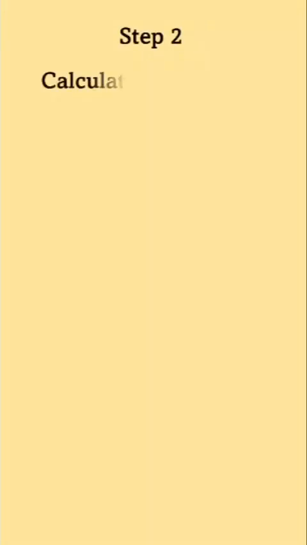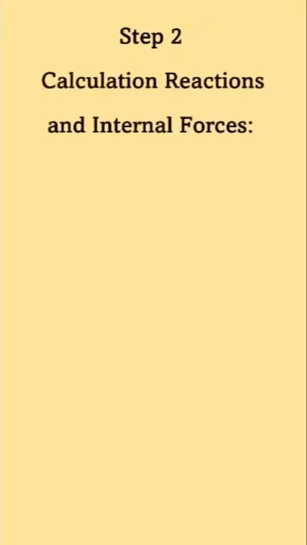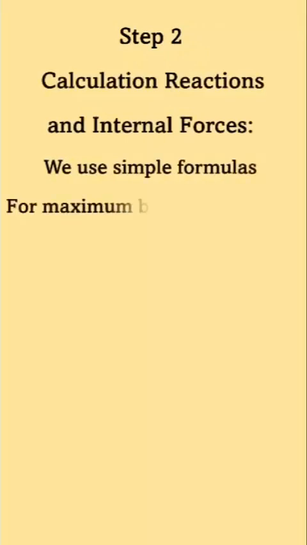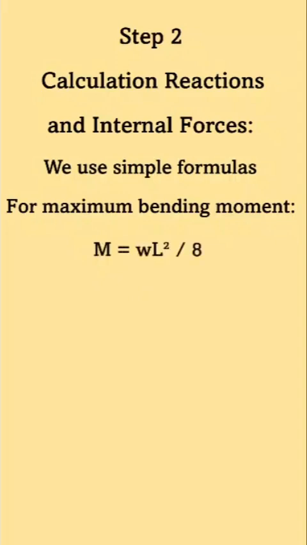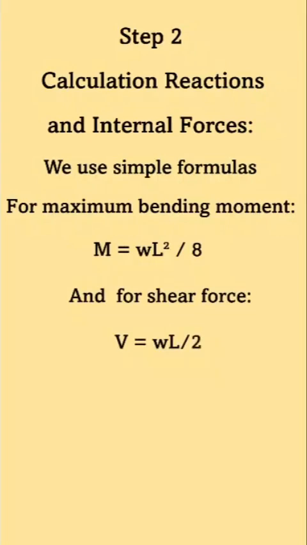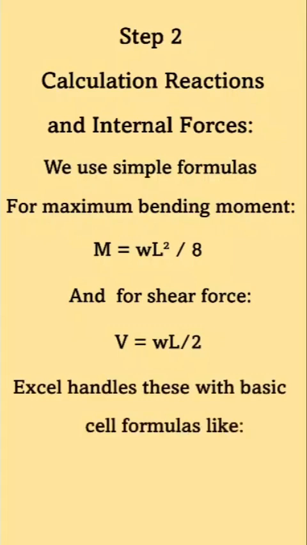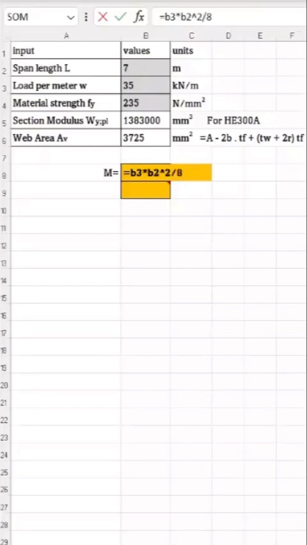Step 2. Calculate reactions and internal forces. We use simple formulas for maximum bending moment, M equals WL squared over 8, and for shear force, V equals WL over 2. Excel handles these basic cell formulas like B3 times B2 squared over 8 and B3 times B2 over 2.